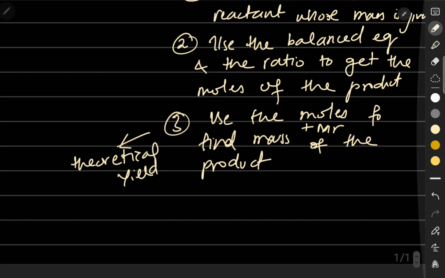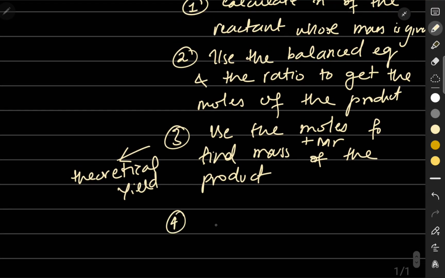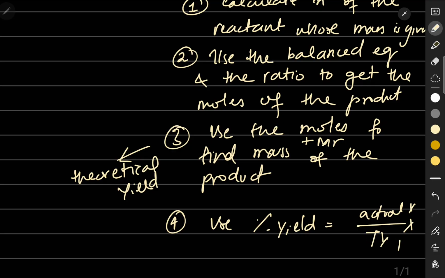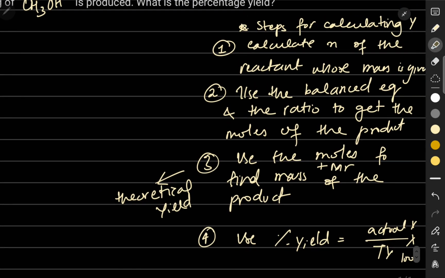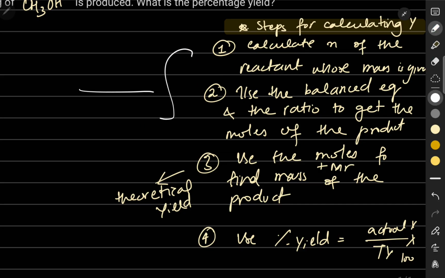Okay, once you have your theoretical yield, you can now use this formula. Percentage yield is equal to actual over theoretical. I'm just going to write TY, times this by 100. All right, so now let's try and use this method here to solve this question, okay? So let's see how this method is going to work for every question.